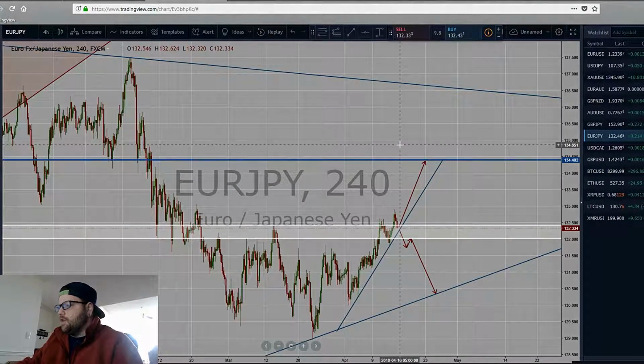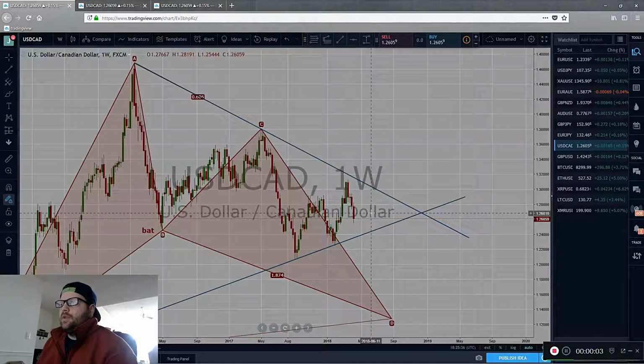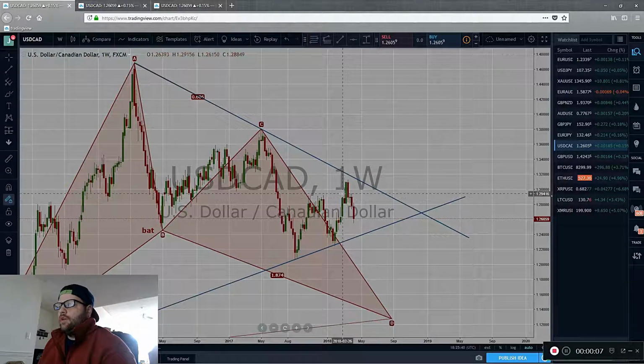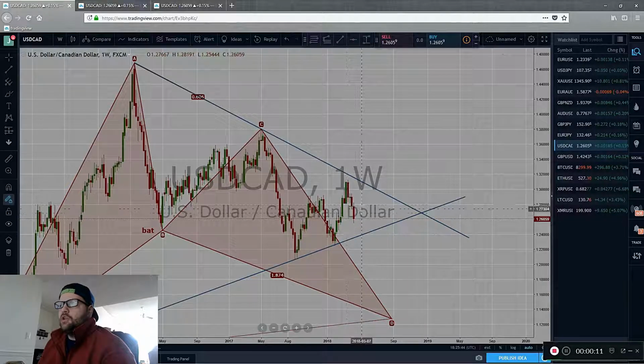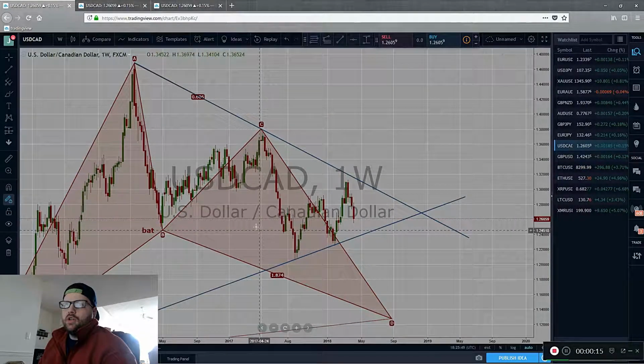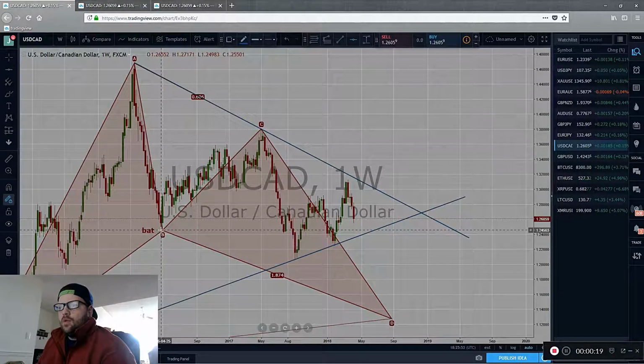Let's go ahead and move on to UCAD. All right, moving on to UCAD, we have last week's candlestick being a strong bearish candlestick engulfing this previous bullish candlestick, which is significant. We are approaching the B point, which I should mark with a horizontal line, the B point of the bat pattern.